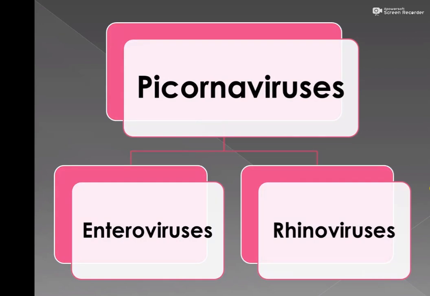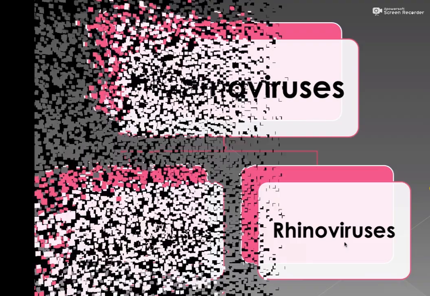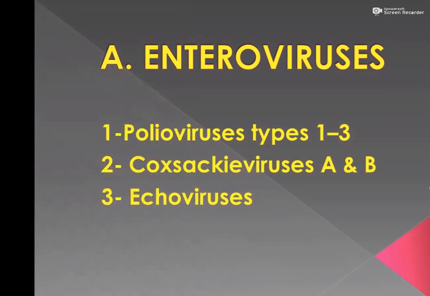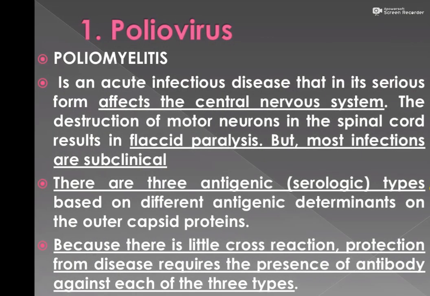Picornaviruses are divided into two main genera: enteroviruses, as we said, and rhinoviruses, which we will talk about today. Enteroviruses include polioviruses types 1 to 3, Coxsackie viruses A and B, and echoviruses, a wide range of viruses. The most important of them is poliovirus.